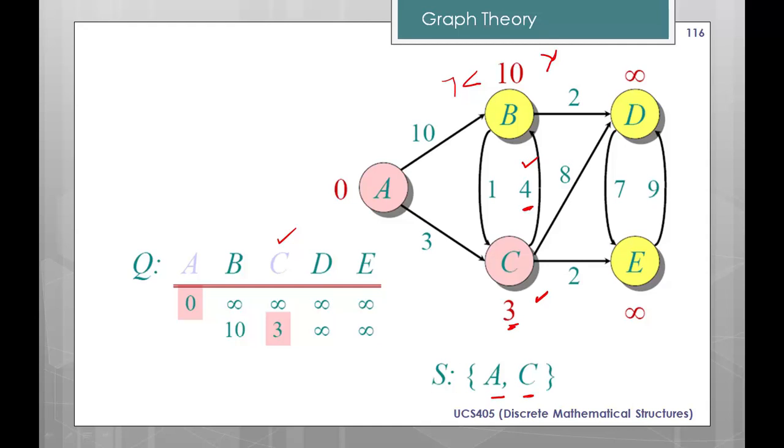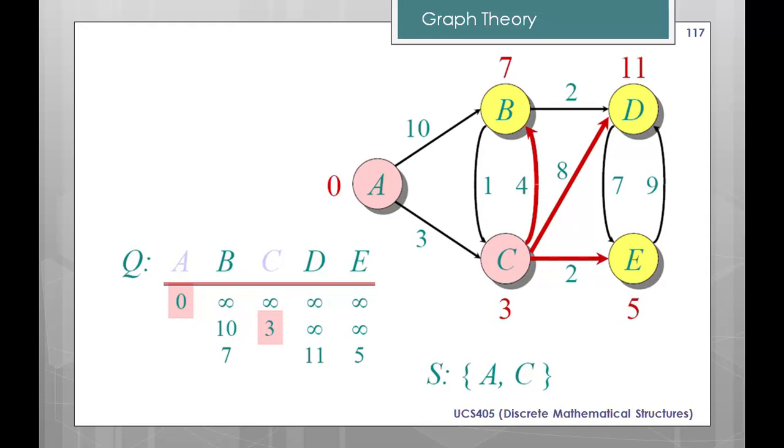See, in the next step, in the same way, whenever we want to move from C to D, then 3 plus 8 is how much? 11. So here I am writing 11, and here I am writing 7. And for this node, that is the E node, the total distance is how much? 5.